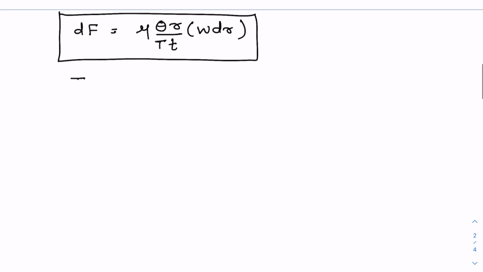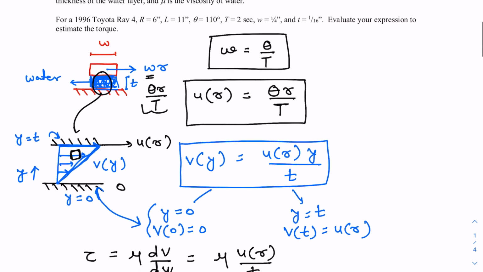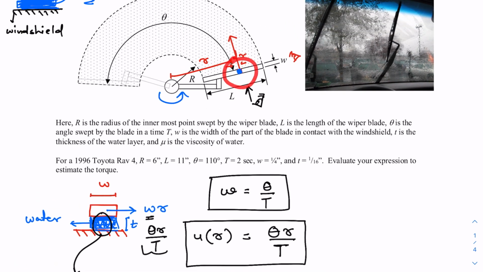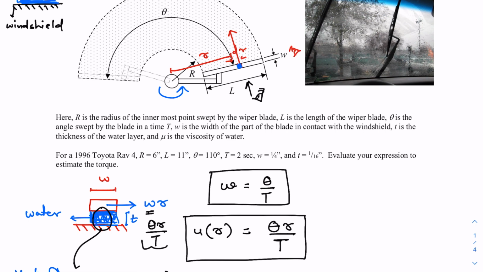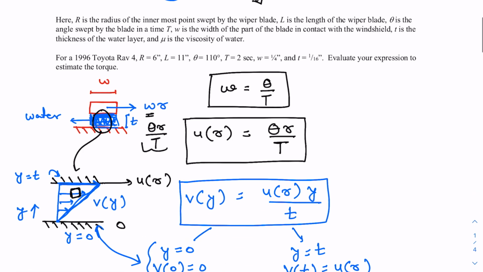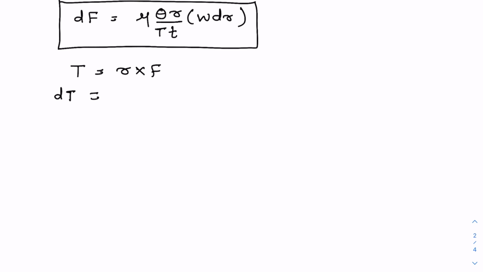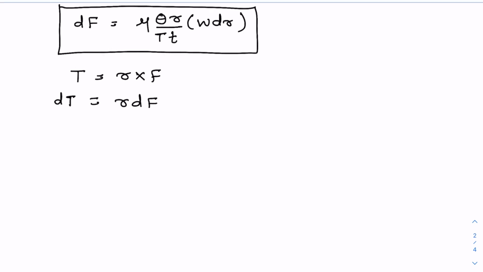Now torque is nothing but r cross F. So the small torque acting on the small area element of thickness dr, as we chose here, is basically this radius r multiplied by the shear force acting on the small area element. So this is equal to r times dF, and substituting dF from here, you'll find out that it is mu theta r square by capital T small t w dr.